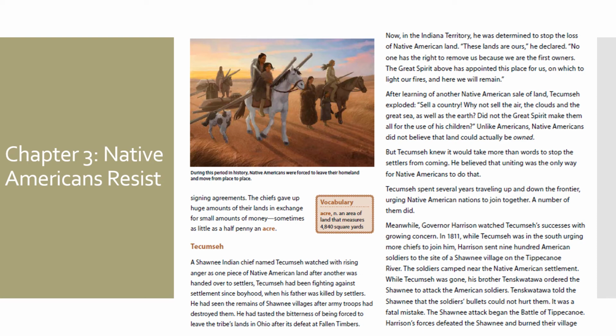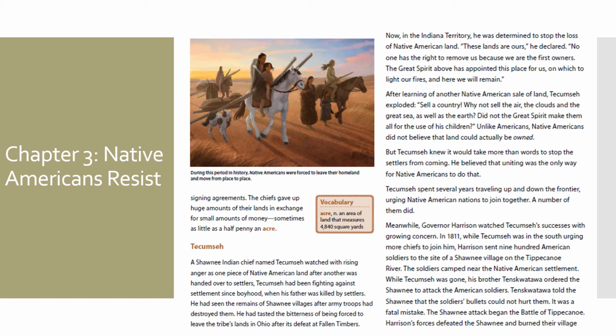But Tecumseh knew it would take more than words to stop the settlers from coming. He believed that uniting was the only way for Native Americans to do that. Tecumseh spent several years traveling up and down the frontier, urging Native American nations to join together. A number of them did. Meanwhile, Governor Harrison watched Tecumseh's successes with growing concern. In 1811, while Tecumseh was in the South urging more chiefs to join him, Harrison sent 900 American soldiers to the site of the Shawnee village on the Tippecanoe River. The soldiers camped near the Native American settlement.